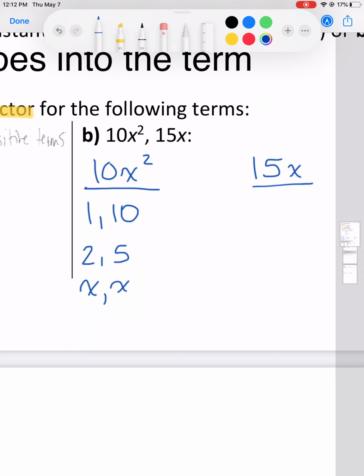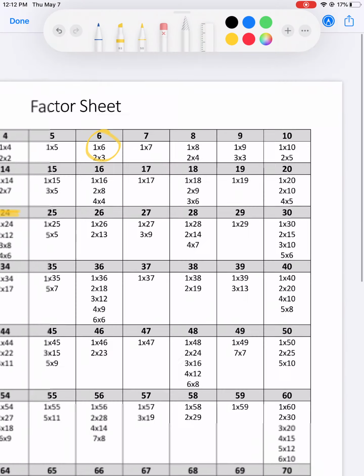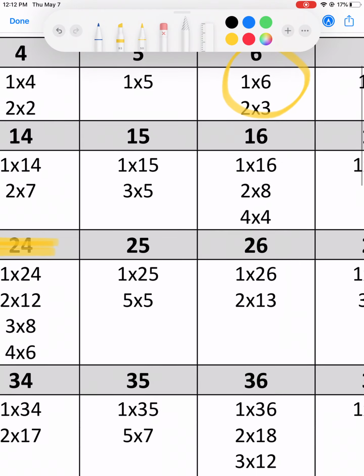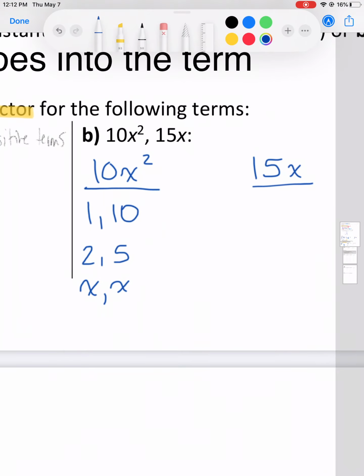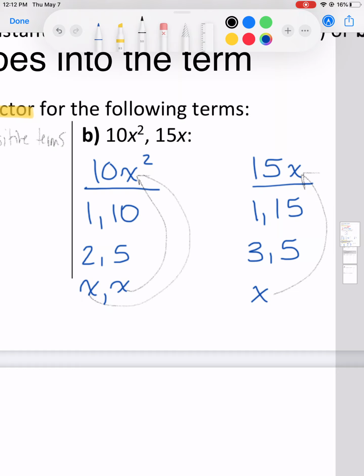Okay, 15x. What are my terms? Let's go to our factor sheet. 1 by 15, 3 by 5. And don't forget our x's. We have 1, 2.